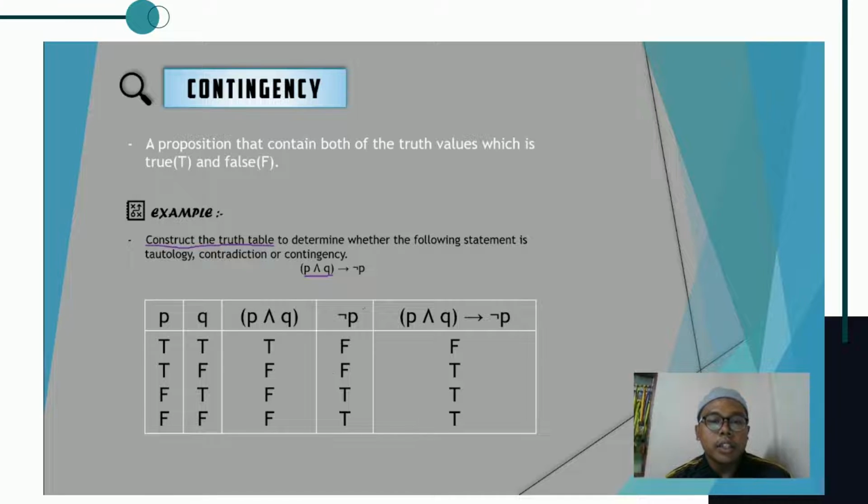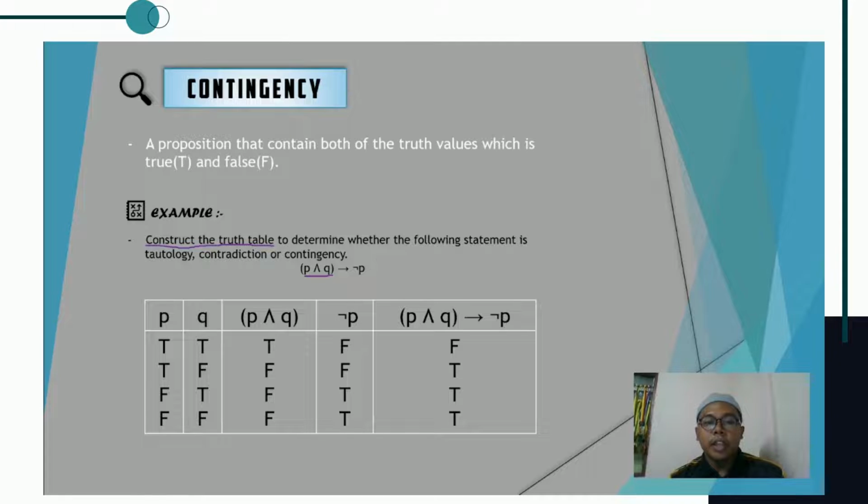Next, negation of P, or not P. So for P, not P: if true, the value is false. If false, the value is true. So true, false; true, false; false, true; and the last one, false, true.